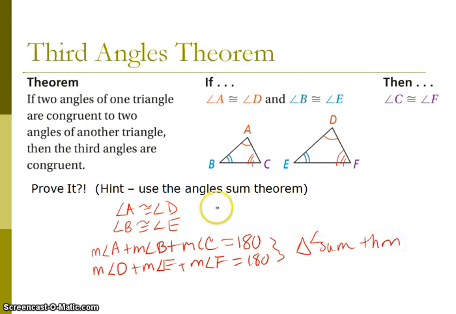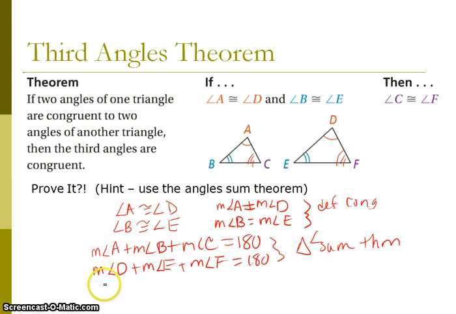And up here, I could make corresponding statements that the measure of angle A is equal to the measure of angle D. That's the definition of congruence. And the measure of angle B is equal to the measure of angle E. Once again, the definition of congruence. Now I have some interesting things I can do, right? These are both equal to 180. I can set them equal to each other using the transitive property.